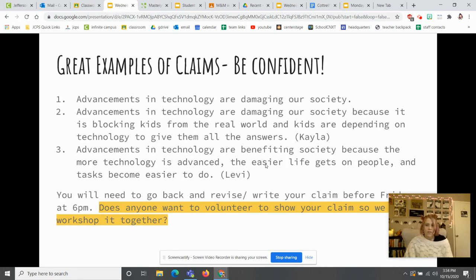So I should not see the word I. I should definitely not see the phrase I think. I think tells me you're not confident. So get rid of I think and just go straight into it. It's either damaging or it's benefiting. Put your reason in there if you want to. And that's it. So hopefully that clears some things up for you.